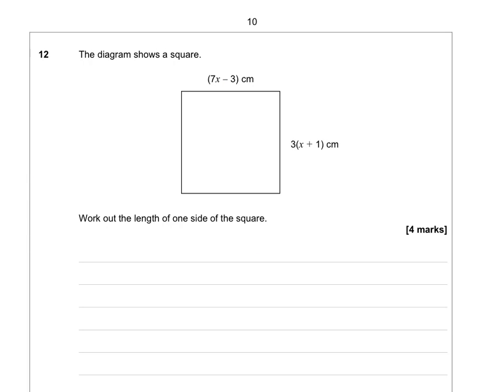Question 12. The diagram shows a square. Work out the length of one side of the square. Now there's a temptation here to multiply the two side lengths together to work out the area, but we have no information about area at all, and it's irrelevant in this case. What we do know is that the two side lengths have to be equal, so this allows us to set up a very, very simple equation.